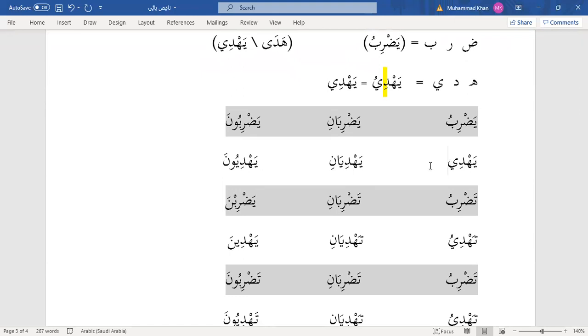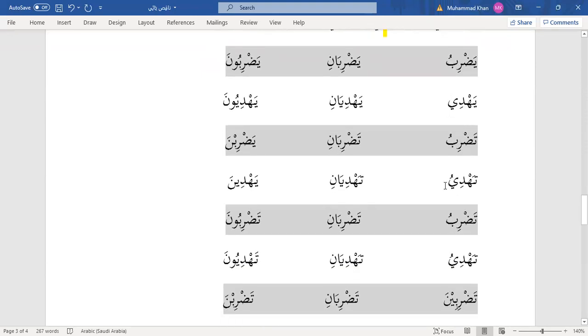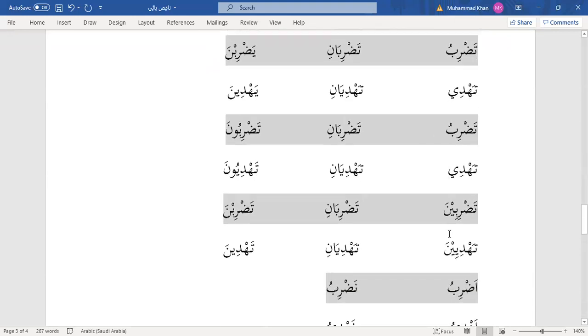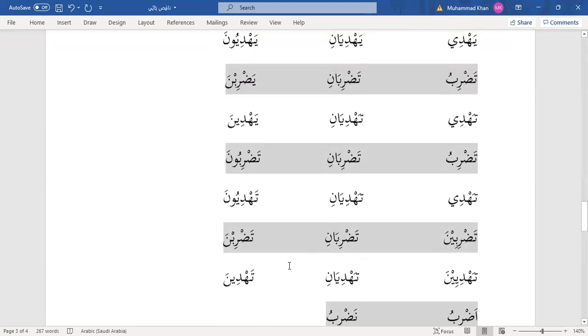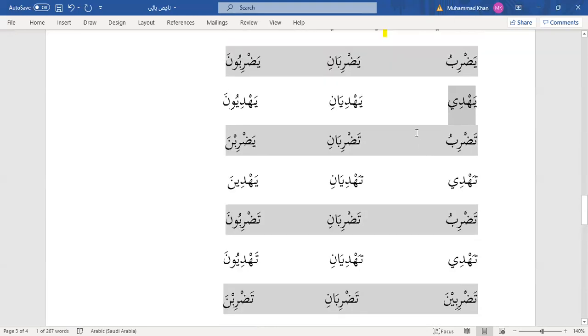Okay, if we implement this change to one, that means we can implement it to five. So it will be yahdi, huwa yahdi, hiya tahdi, anta tahdi, ana ahdi, and nahnu nahdi. So the five are clear now. If we implement the change for one, then we have to implement it for the five. Okay, excellent. That's number one.